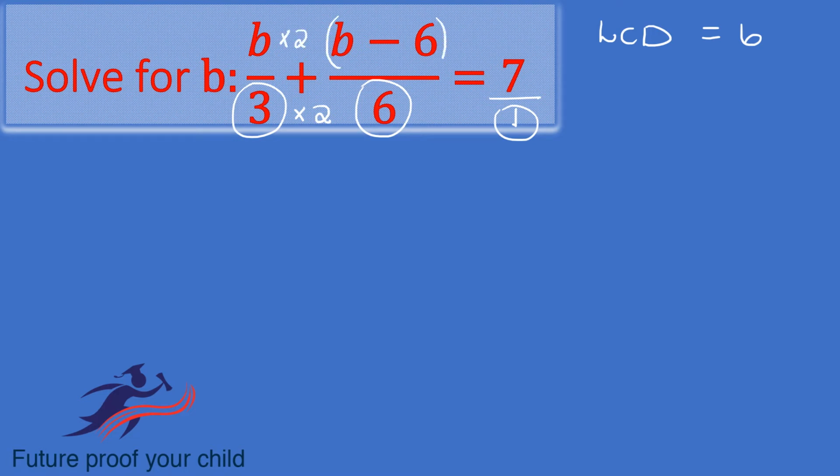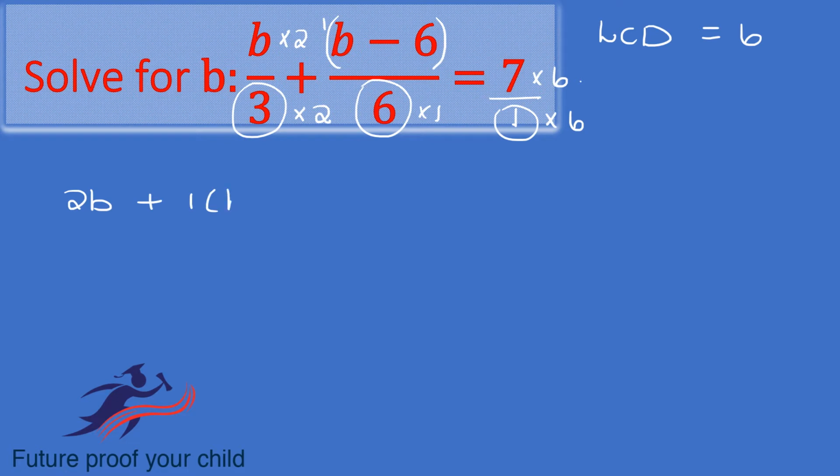Always put a bracket around your numerator if it consists of more than one term. So you're going to multiply by 1, multiply the top by 1, multiply by 6, multiply by 6. Then you can drop the denominator and you've got b times 2 is 2b. Don't forget the plus.